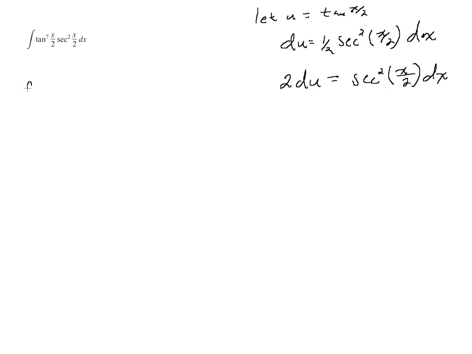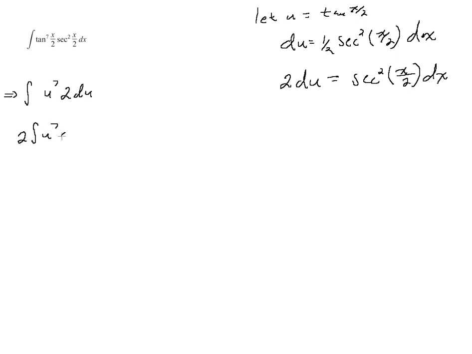And then when I do that, I can make my substitution. I can say that now the tangent of x over 2, well, I said that was u, so I have u to the 7th. And then secant squared of x over 2 dx is just 2 du. So I'll just rewrite that a little bit. Why don't we just factor out that constant while we're at it?